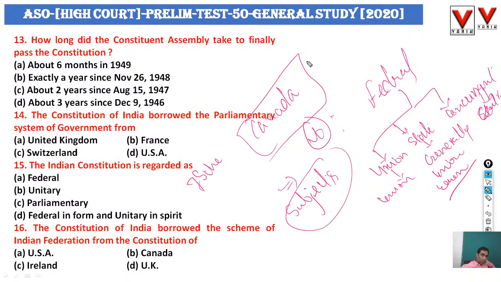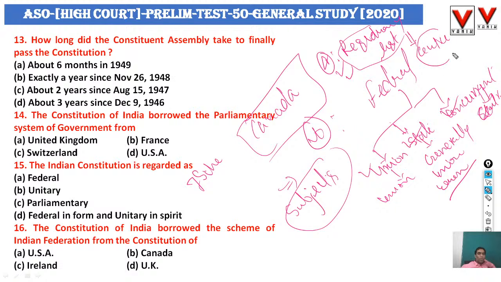The fourth list is known as the residuary list. Any subject which is not mentioned in any list, neither in the union list, nor in the state list, nor in the concurrent list, is going to be a residuary subject, and the center exclusively has the right to make law on the residuary list. This system is followed in Canada also. That is why it is said that India has taken the federal system from Canada. So the right answer is B. Question 16, right answer is B.